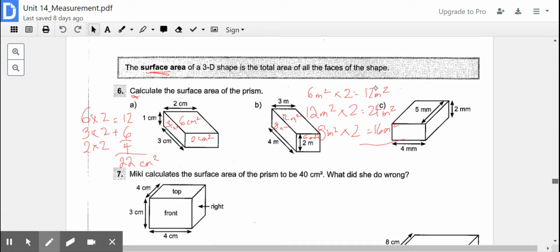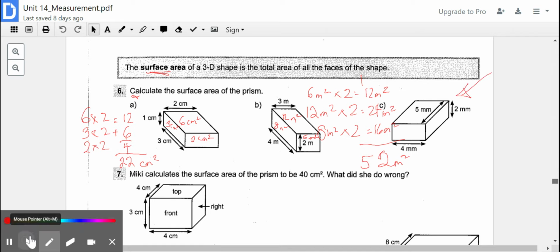So I'm going to add these together. 2 plus 4 is 6, plus 6 more is 12. I'll carry over to the tens. 1 plus 1 is 2, 4, 5. The total is 52 meters squared. Go ahead and do C on your own. That's your extra practice. And then we'll take a look at the next question.